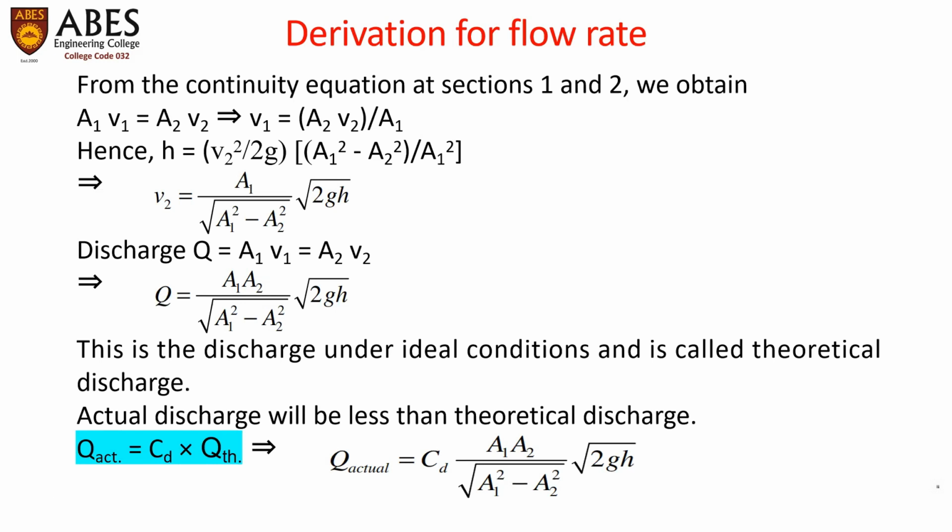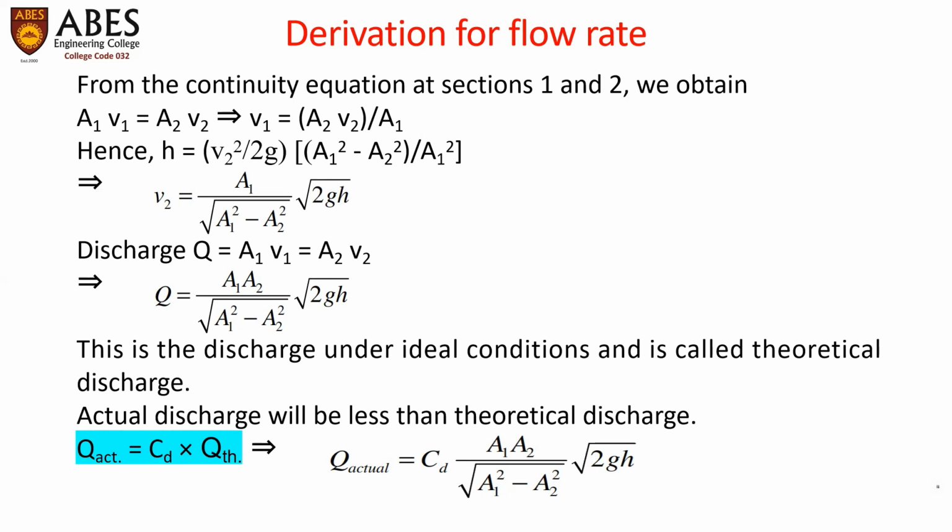So in this way, we can obtain the value of Q, the flow rate at any point. A1 V1 should be equal to A2 V2 as per the continuity equation, so we can put in the value of V2 and multiply by A2. The formula for the discharge or flow rate will be A1 A2 divided by square root of (A1 square minus A2 square) into root 2gh. But as we have derived this formula by theoretical laws, this is called the theoretical discharge, which is obtained under ideal conditions.